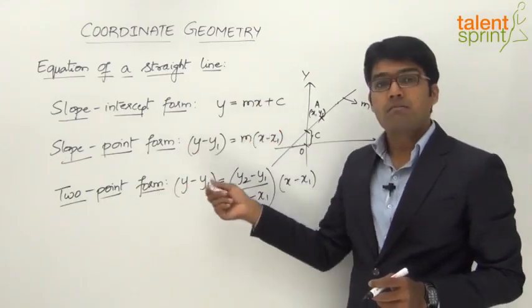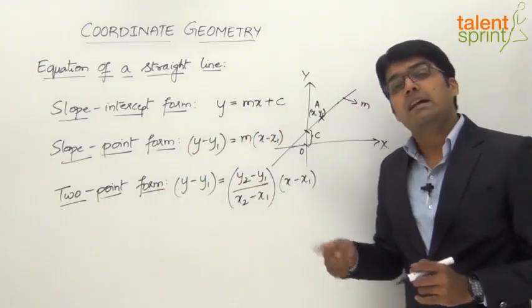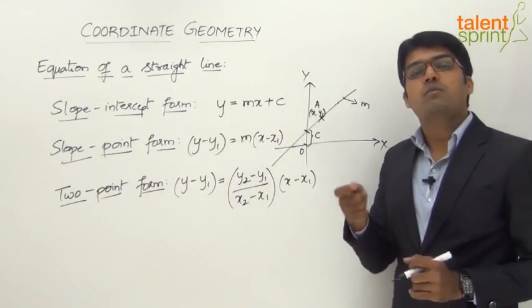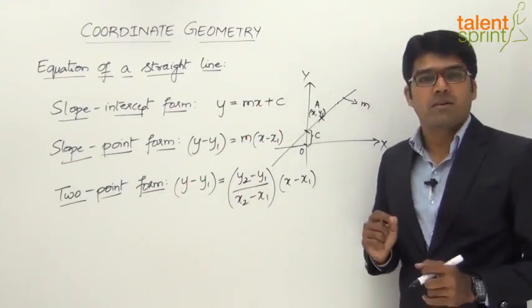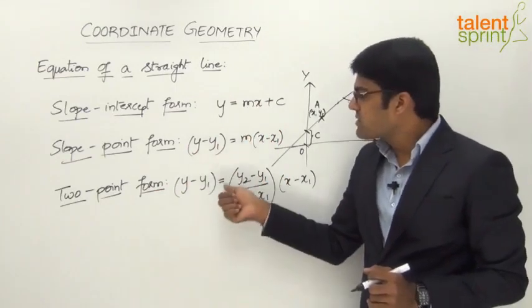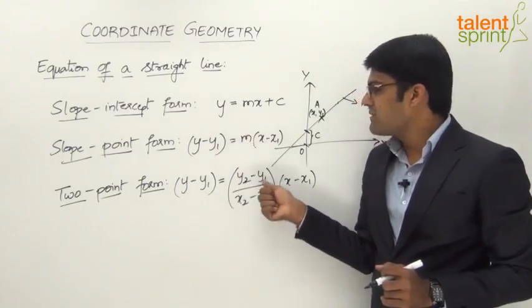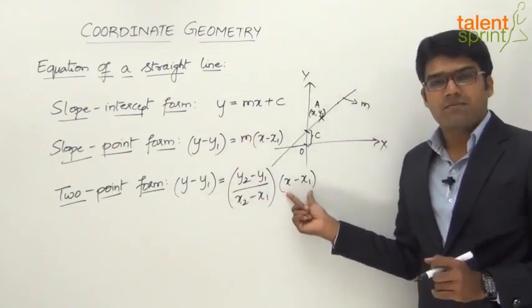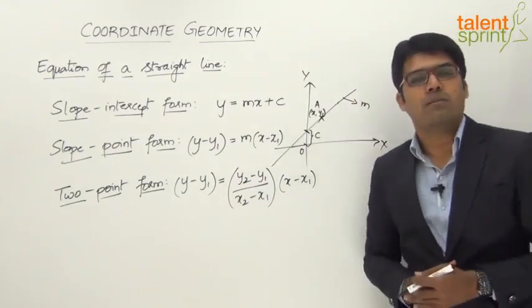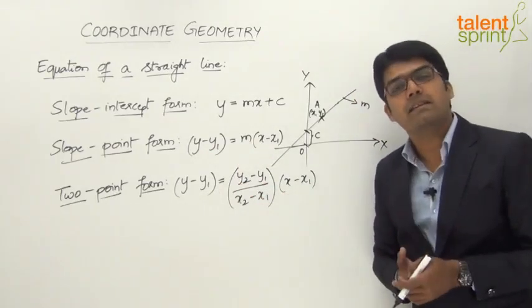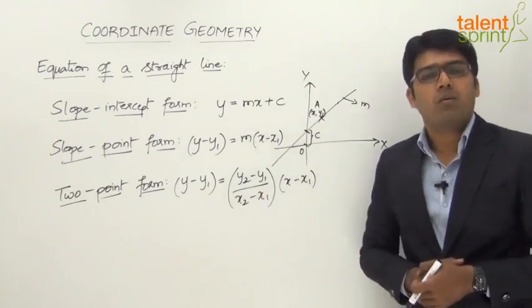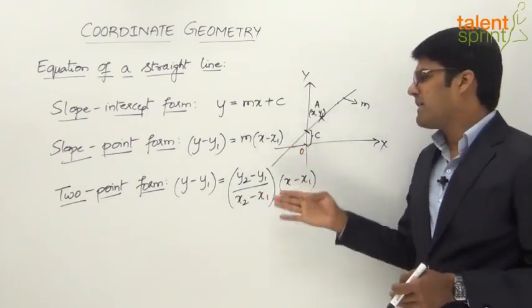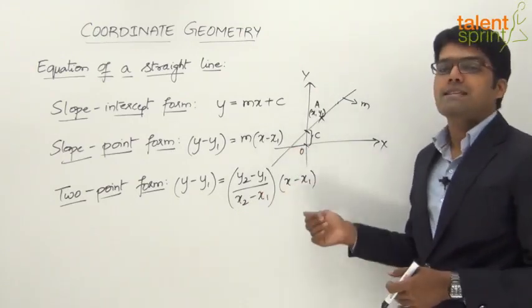But in 2 point form, the slope is not given. Instead, the other point is given. And we know how to measure the slope when both the points are given to us. So y minus y1 equals m, and the slope can be taken as y2 minus y1 by x2 minus x1, into x minus x1. So this is known as 2-point form. When 2 points are given and we need to write the equation, we can take it as y minus y1 equals y2 minus y1 by x2 minus x1 into x minus x1.